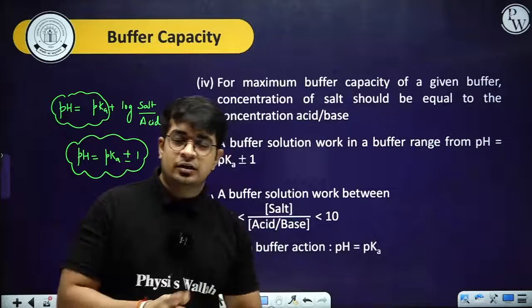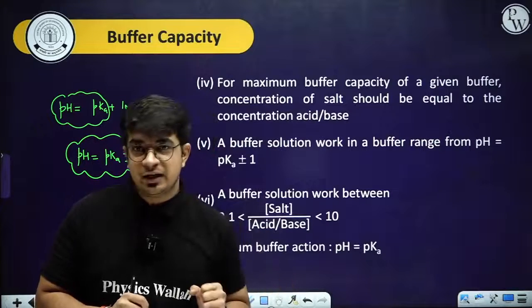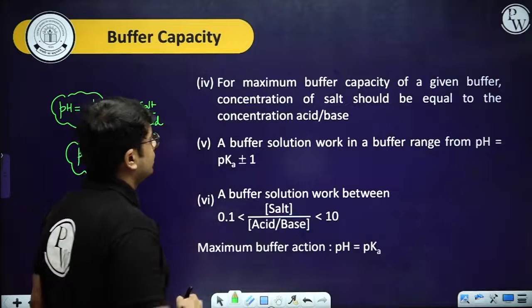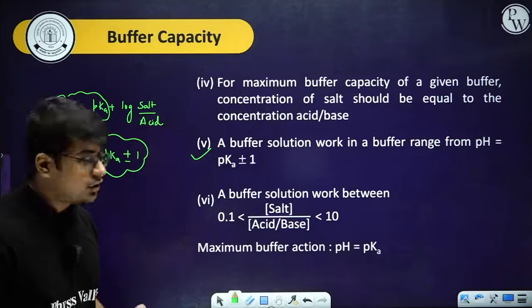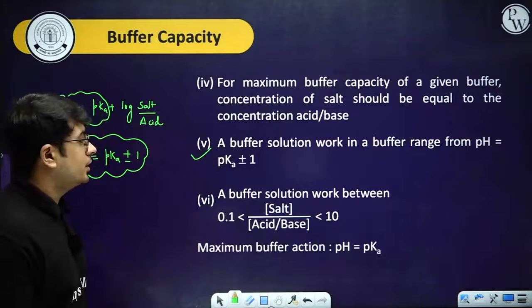In that range only a buffer can work very easily, because we are talking about a unit change in the pH. That is the entire part of buffer capacity. So always remember that a buffer solution works in a buffer range of pH from pKa plus 1 to pKa minus 1. Okay, that is the entire part.